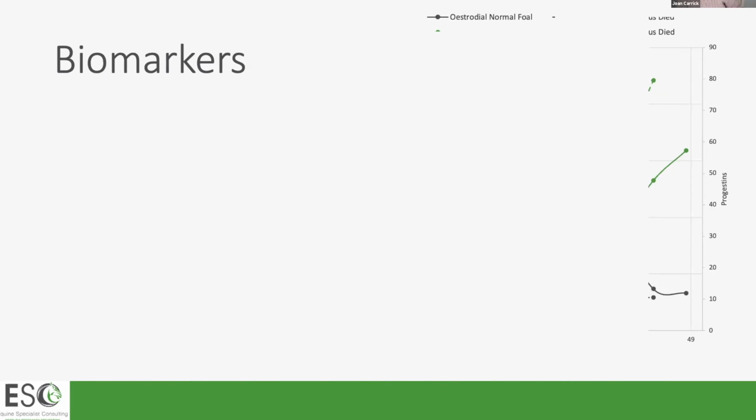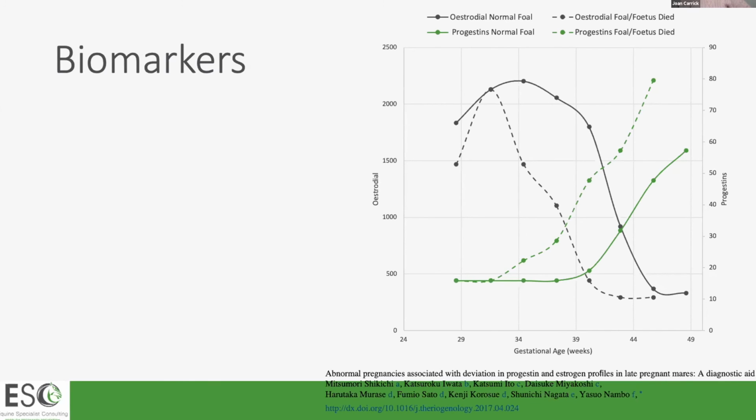Biomarkers that are interesting, I think the ones I'd like to talk about are the progestins and estradiols. And this is a study that was done in Japan quite a few years ago, which is an outstanding study. They looked at over 500 thoroughbred mares for one pregnancy, monitored them, took blood samples on these mares monthly throughout their entire pregnancy and recorded the outcome of the pregnancy.